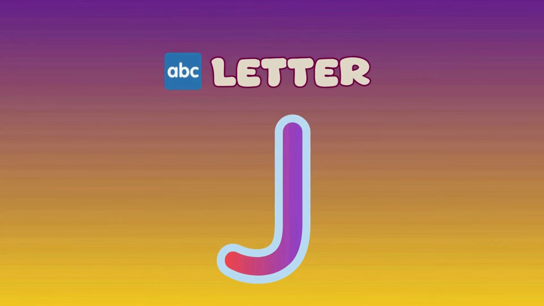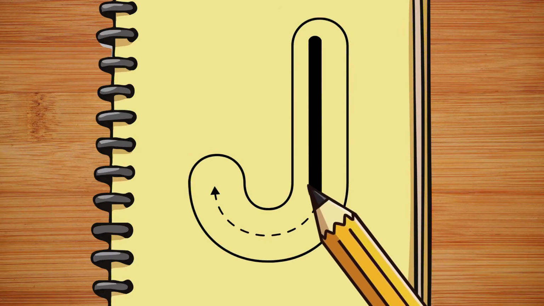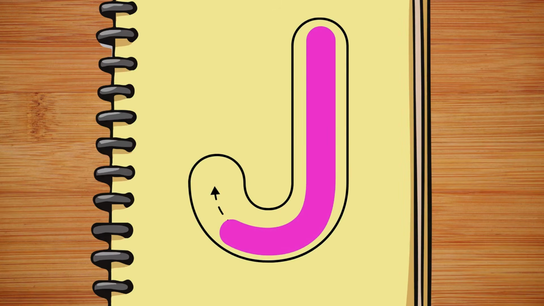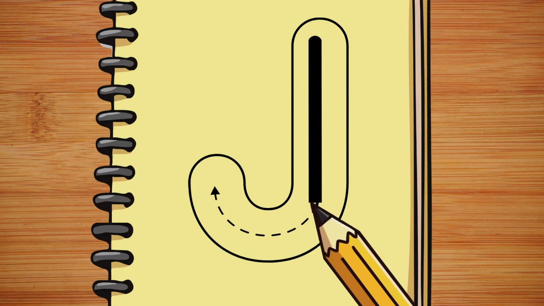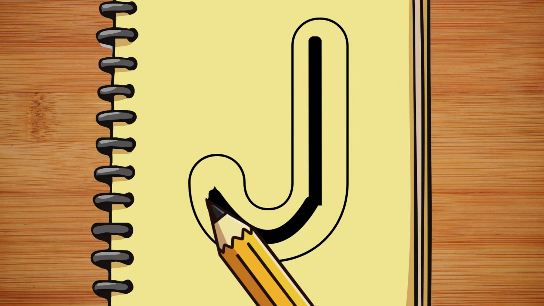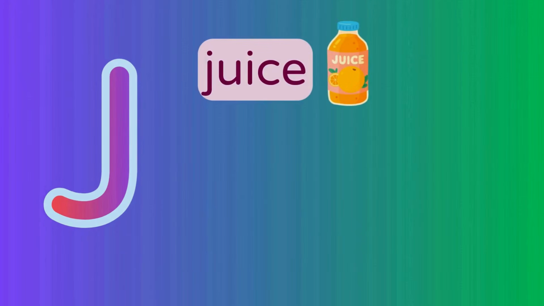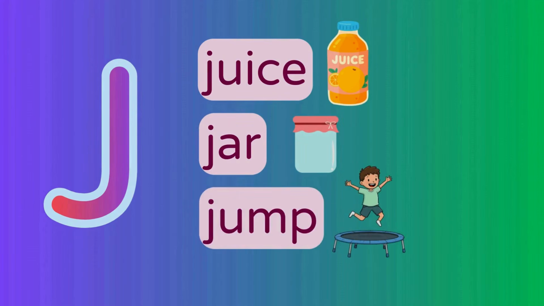Letter J. Line down. Curve at the bottom. J is for juice. J is for jar. J is for jump.